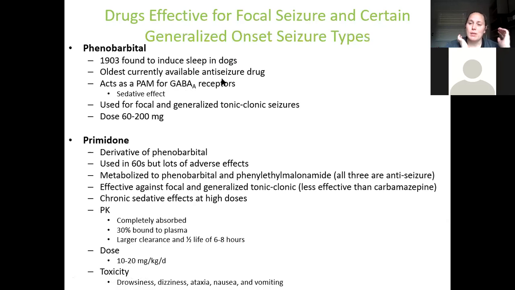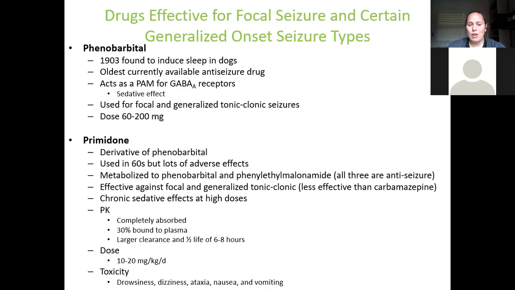So again, we're talking about negative and positive allosteric modulators. This positive allosteric modulator increases the opening frequency or opening time of the GABA A receptor, thus allowing more chloride ions to flow into the cell, causing essentially synaptic depression. It's used for both focal and generalized tonic-clonic seizures, and you can see a general dosage range there. But again, phenobarbital, I think we've discussed in other sections.